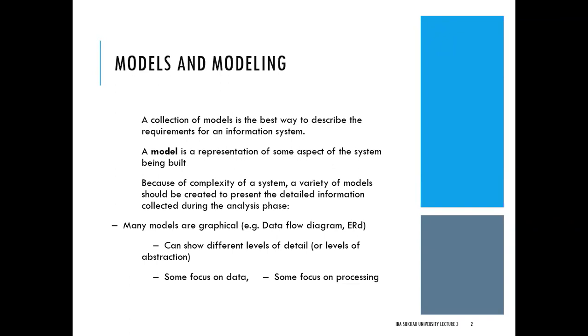So models can show different levels of details or levels of abstraction. And whenever we say level of abstraction, yes, a model itself is always an abstraction. When I say levels of abstraction, of course it means how much information you want to introduce in a particular model. So a model can be a simple one, or it can be a detailed one.